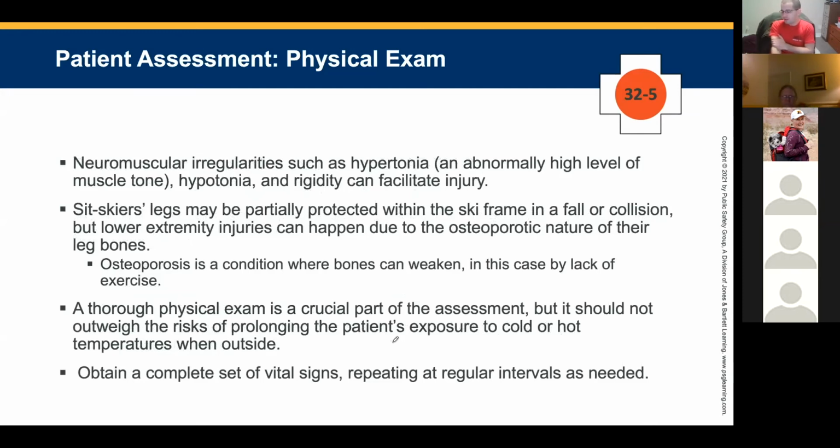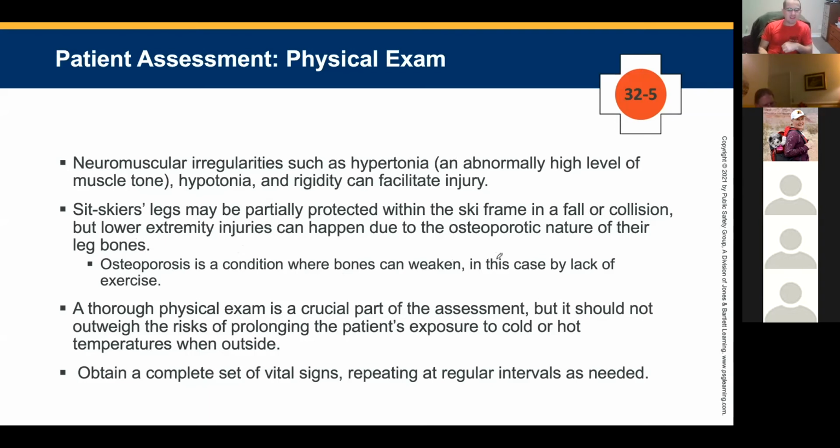There can be neuromuscular irregularities, such as hypertonia, or an abnormally high level of muscle tone, hypotonia, and rigidity, which can facilitate injury. Sit skier legs may be partially protected within the ski frame or in a fall or collision, but lower extremity injuries can happen due to osteoporotic nature of their leg bones. Osteoporosis is a condition where the bones weaken, in this case, by lack of exercise.